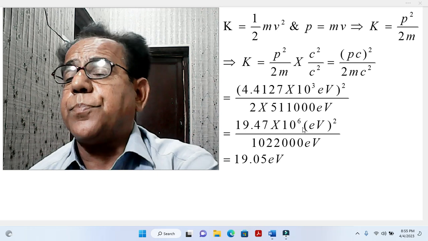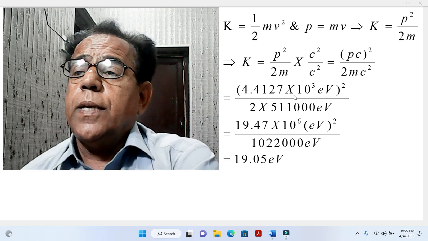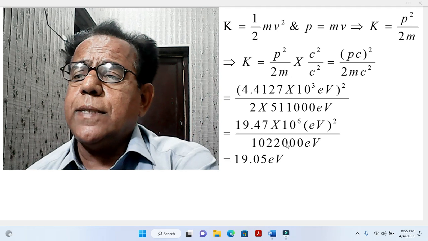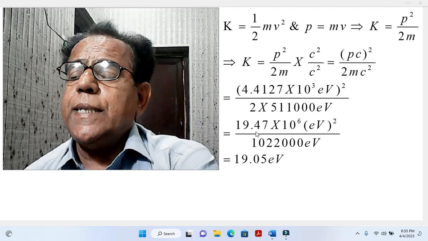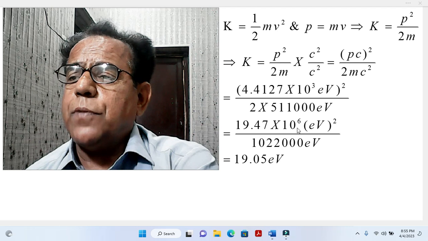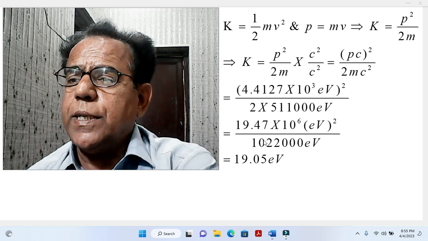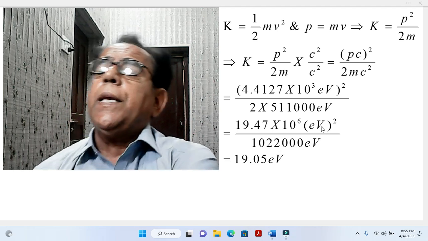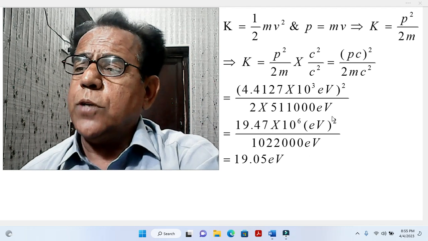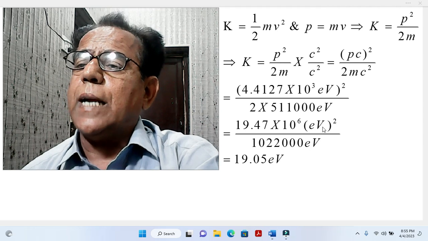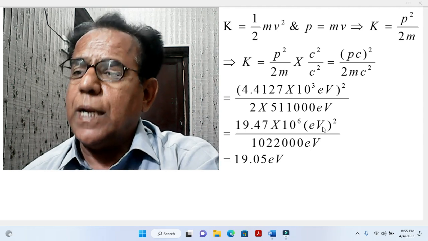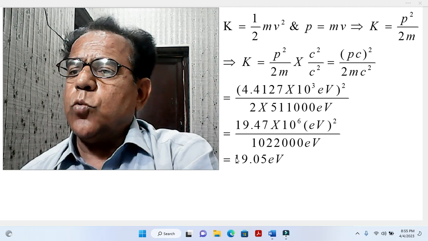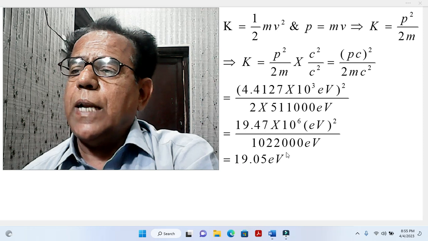So a simplification of this gives us this result: 19.47 into 10 to power 6 electron volt whole square divided by 1022000 electron volt. Here one electron volt will be cancelled and only one electron volt in the denominator will be left, and our answer will become K equal to 19.05 electron volt.